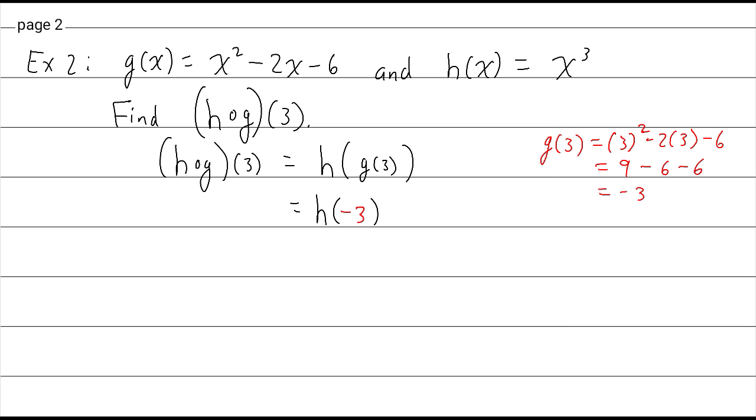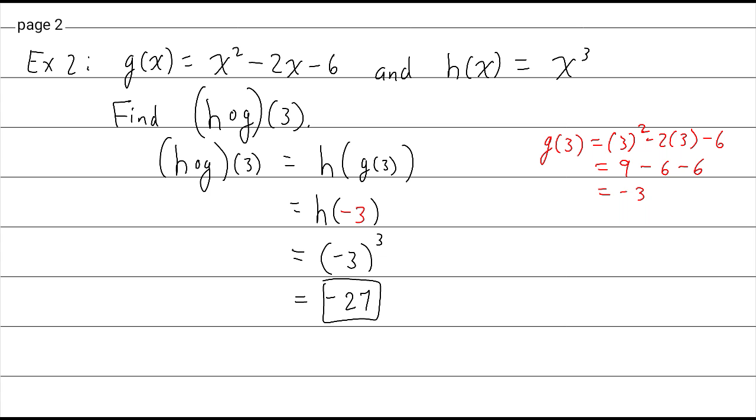So, okay, h of negative 3. Well, h is x cubed, so h of negative 3 then is negative 3 cubed. Negative 3 times negative 3 is 9, times negative 3 is negative 27. Okay, so you see it's easier in some cases just to work it out directly instead of finding the whole formula and then plugging it in.